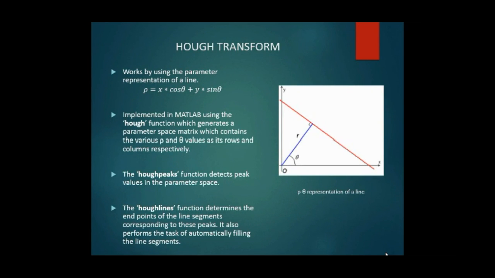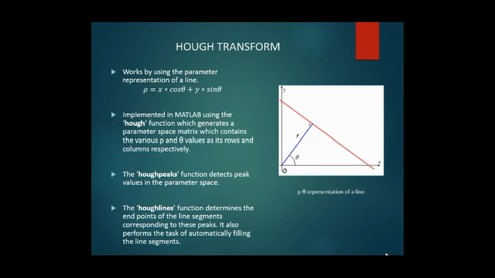The Hough transform: all straight lines in a plane can be represented by two parameters. If a parameterization is fixed, then any straight line can be represented as a point in a new parameter space. Fundamentally, this is the concept on which the Hough transform works. It works by using the parameter representation of a line, which is given by rho equals x cos theta plus y sin theta.